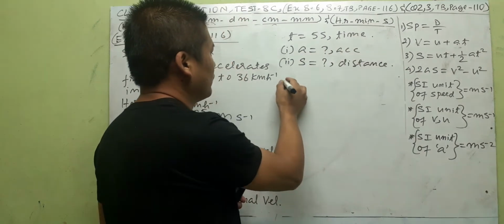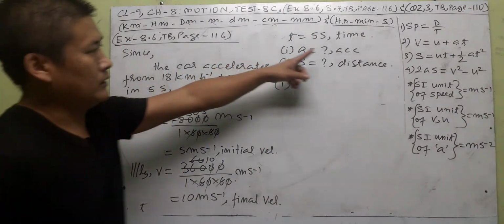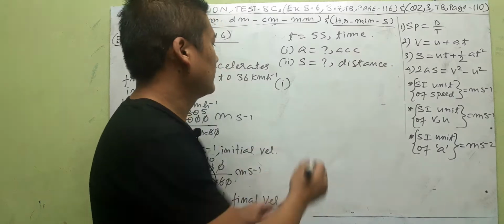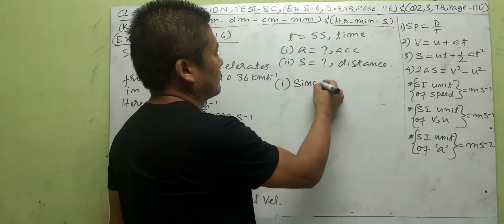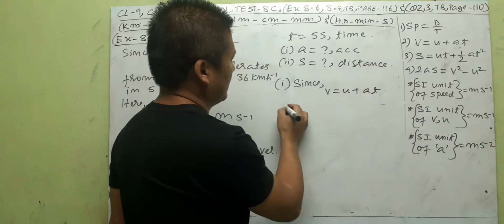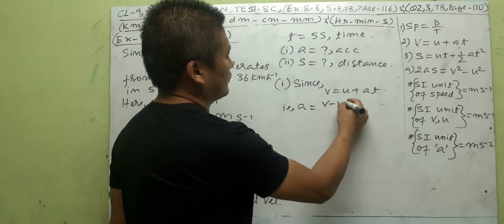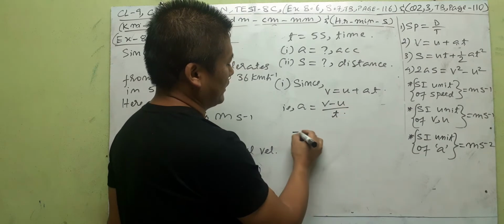So let us start with 1. Now here u, v, and t are there. So we can use this famous equation again. Since v is equal to u plus at, that means we know a is equal to v minus u divided by t. We know this by now.